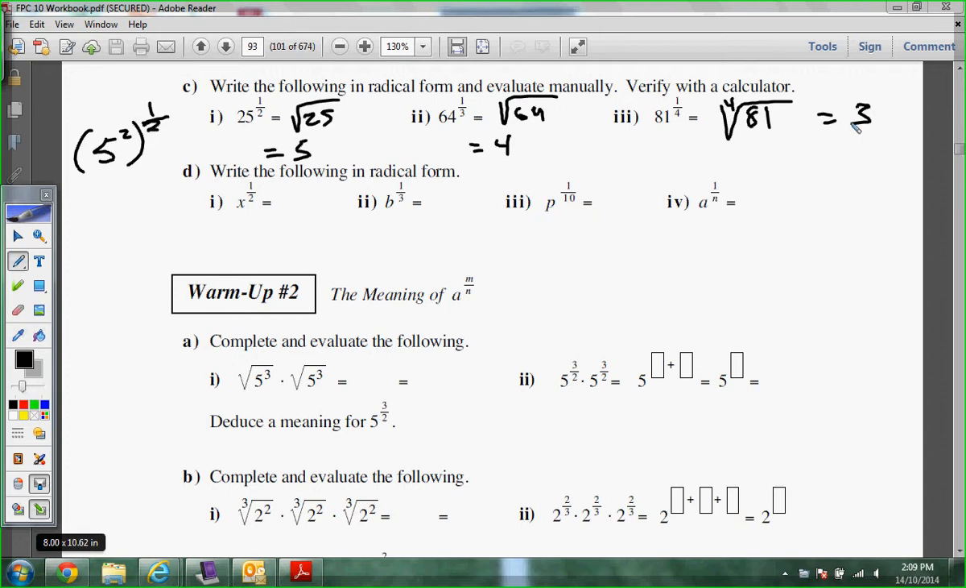Okay, so x to the 1/2 means square root x. So actually we're doing the same thing, sorry. Didn't mean to confuse you. Okay, b to the 1/3 means cube root b. P to the 1/10, 10th root p. We don't see that very often. And n root a. Good. Use this right here. We're just proving the definition. N root a. Very nice.